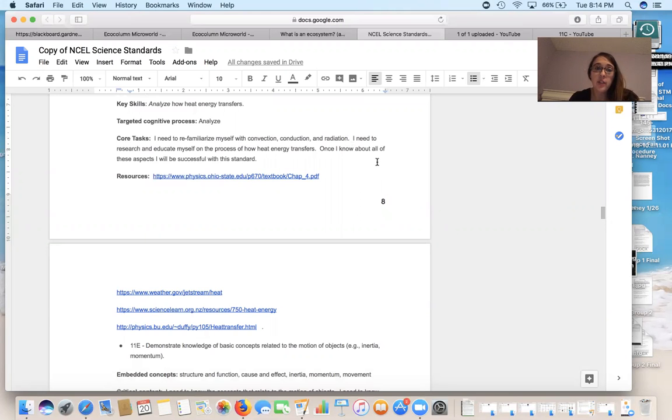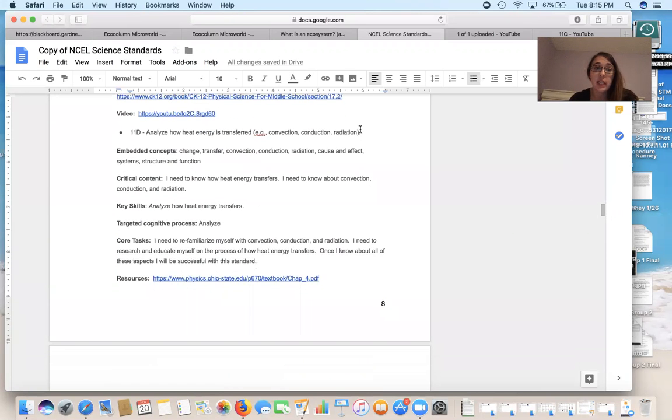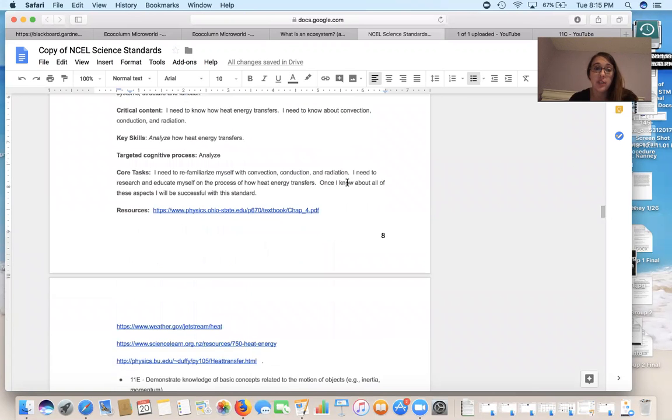refamiliarize yourself with convection, conduction, and radiation. So familiarize yourself with all three of these, and that again was convection, conduction, radiation. You need to research and educate yourself on the process of how heat energy transfers. And once you know about all of these aspects, you will be successful with this standard. And again, this was 11D, analyze how heat energy is transferred.